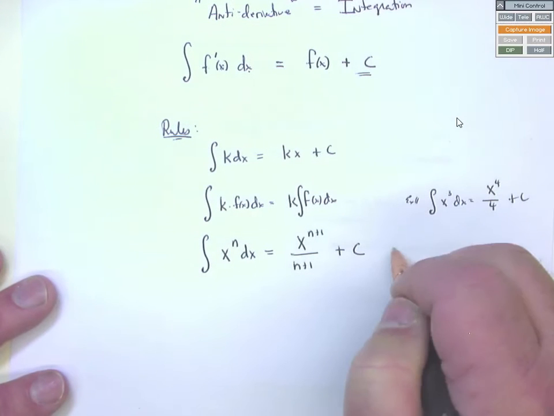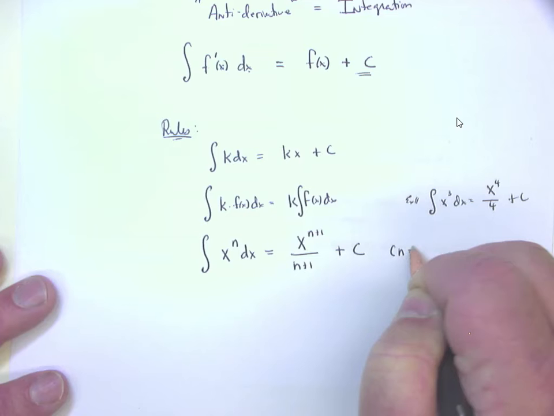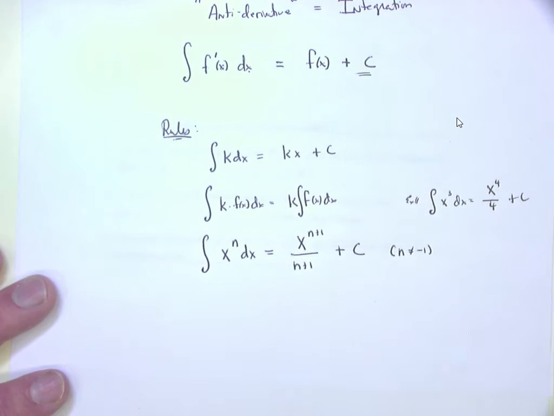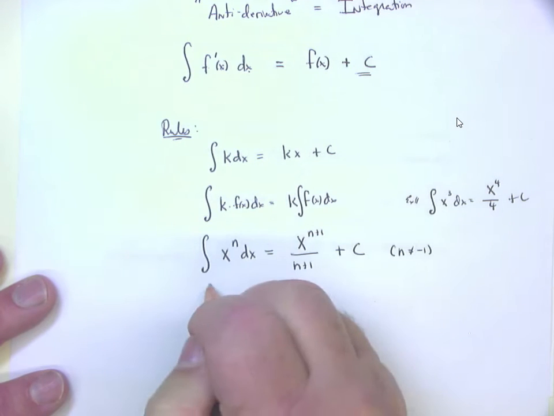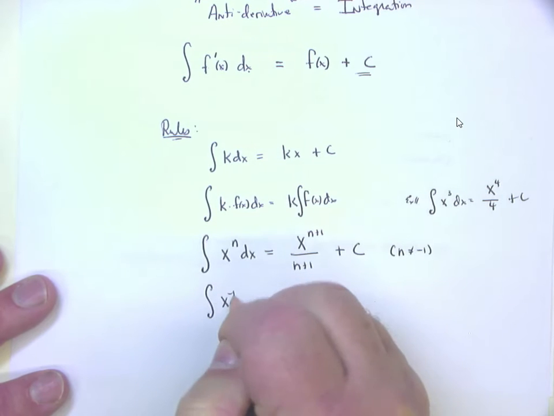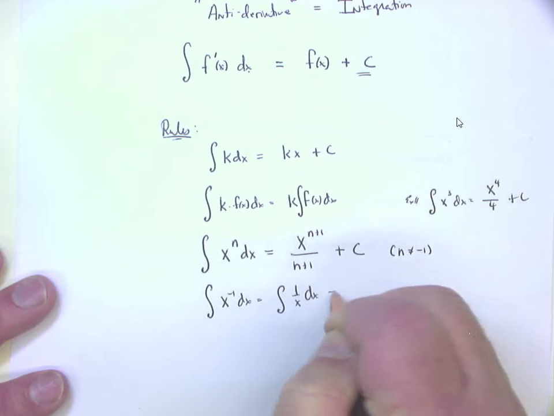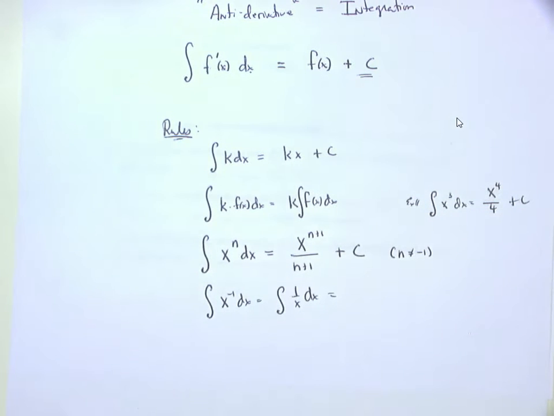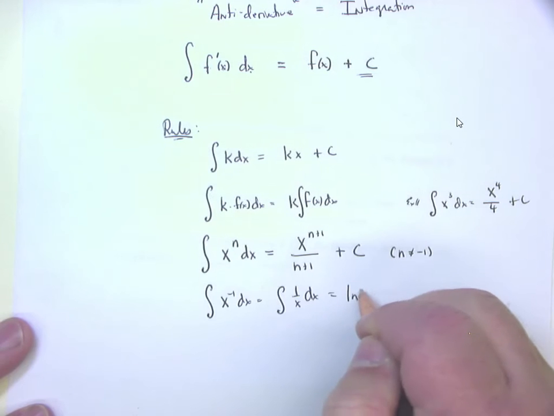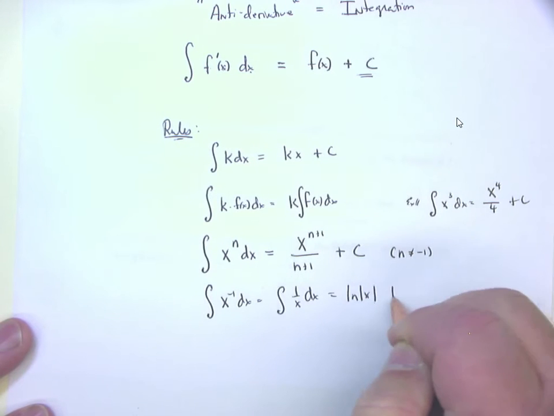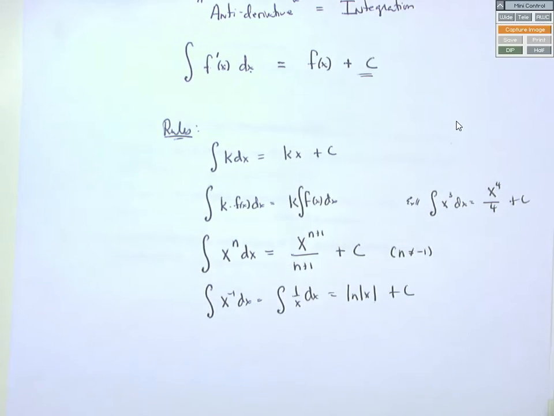And this applies provided n does not equal -1. The reason why n doesn't equal -1 is we have a special rule for that one. The integral of x to the -1 dx is the same thing as the integral of 1 over x dx. Now think about it. What function out there that you took the derivative of actually gave you 1 over x? Natural log of, officially, absolute value of x. Because you can't take the natural log of a negative number. So always do absolute values on that to remind you of that.